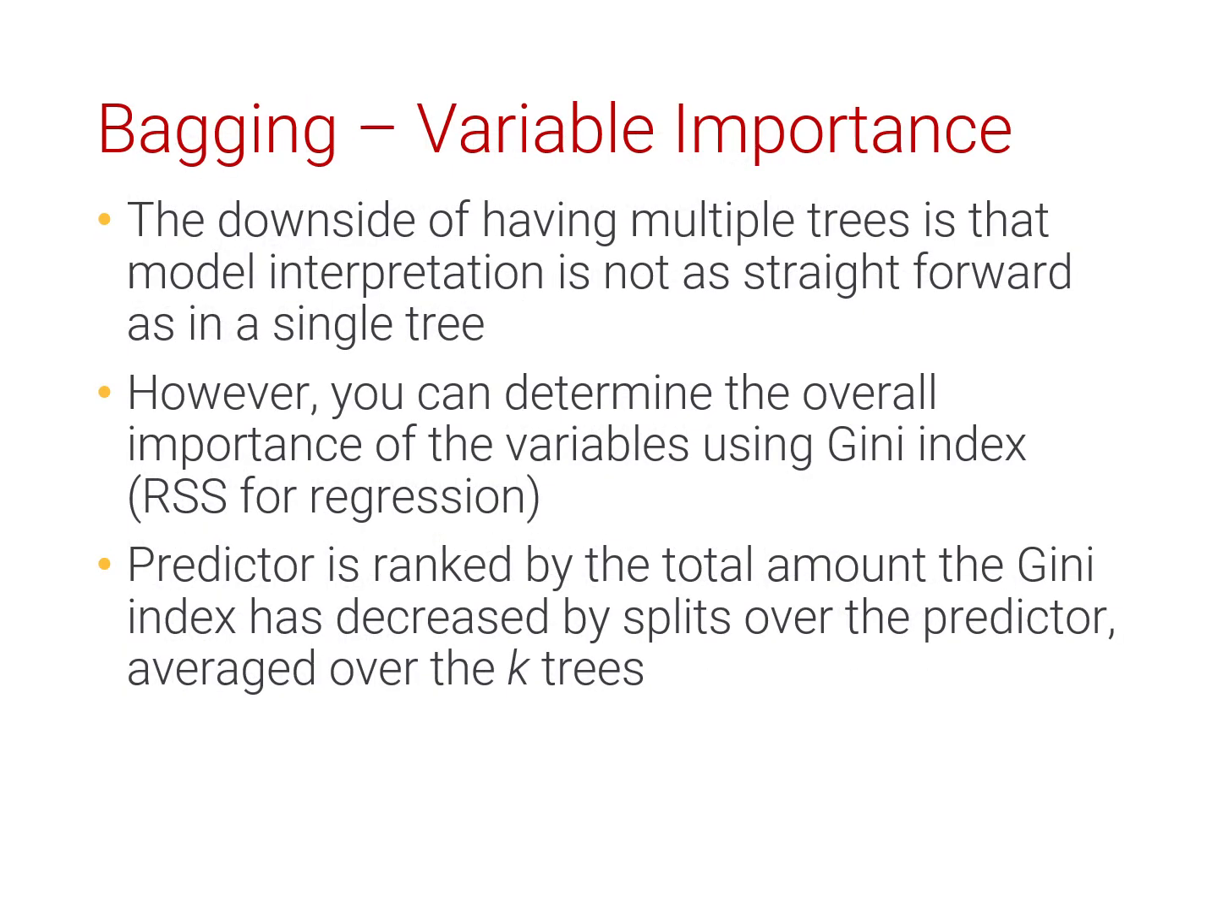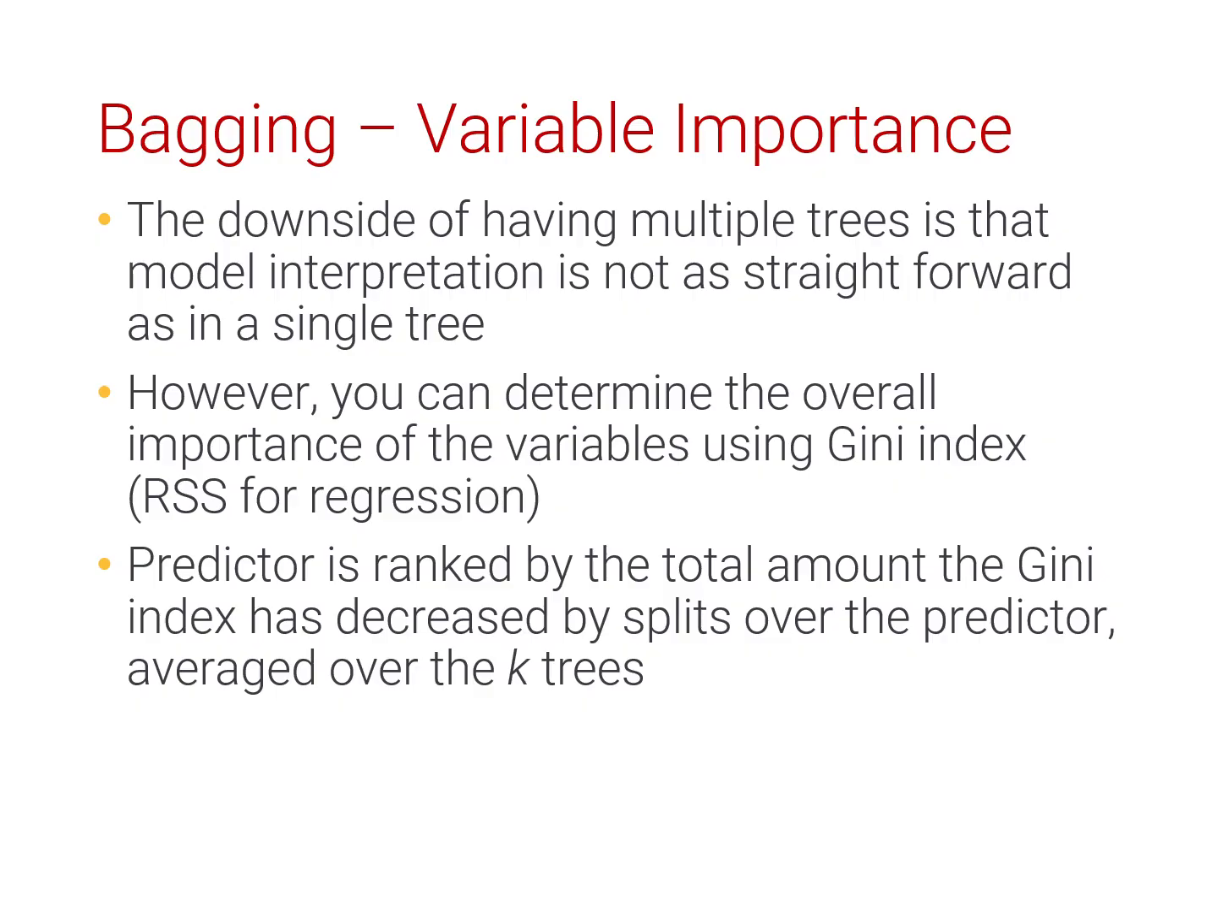While bagging offers significant advantages in terms of reducing variance and improving the accuracy of decision tree models, it also introduces a challenge in terms of model interpretation. Unlike a single decision tree, where the importance of each variable can be easily assessed by examining the tree structure, bagging involves multiple trees, each trained on a different bootstrap sample. This makes it less straightforward to determine the overall importance of the variables in the ensemble model.